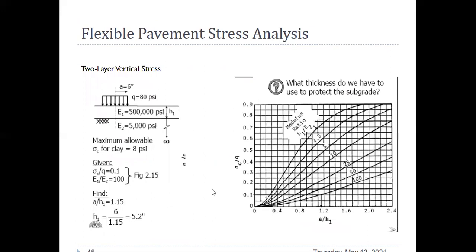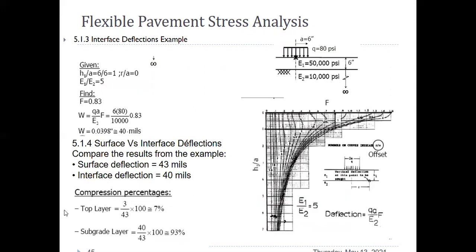Now, if you compare surfaces versus interface deflection, you'll see that at the top layer it is 7% and the subplate is 93%. And logically, if you see, there is not much difference between the surface and interface deflection. They are around the same.